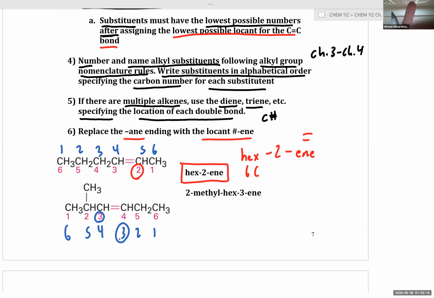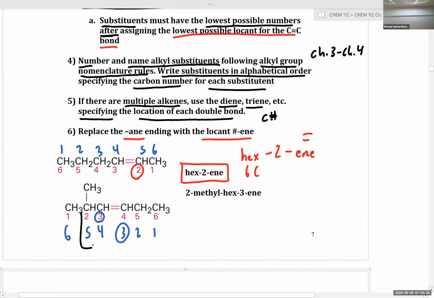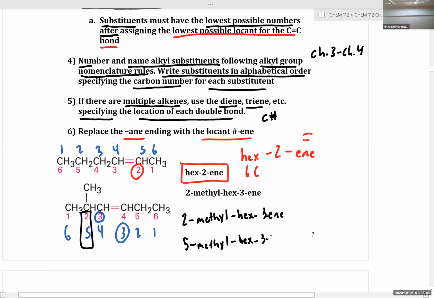However, now we have to look at our next substituent. And thinking about our methyl group, which number would be smaller for our methyl group, 2 or 5? What's smaller for our methyl group? 2. Okay, so we name this as 2-methylhex-3-ene rather than 5-methylhex-3-ene. Let me just cross that out.